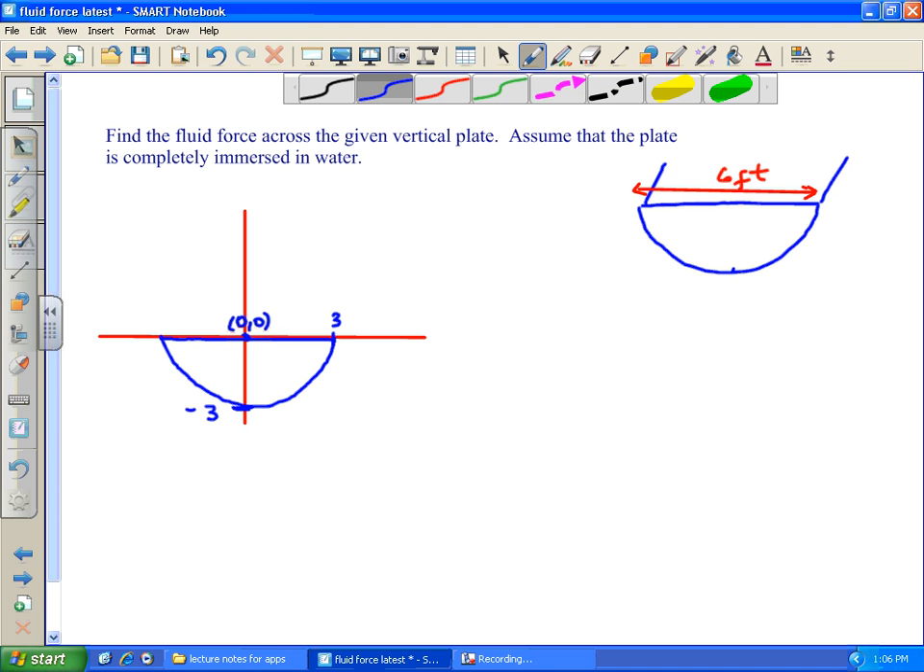What should I do first? If we have a difficult question, remember always to break it down into an easier question. What is an easier question here? Pick a rectangle. Find the fluid force across that rectangle, right? So let's pick a rectangle. And do I have a choice? Like, could I pick it this way or that way? Could I do either one?